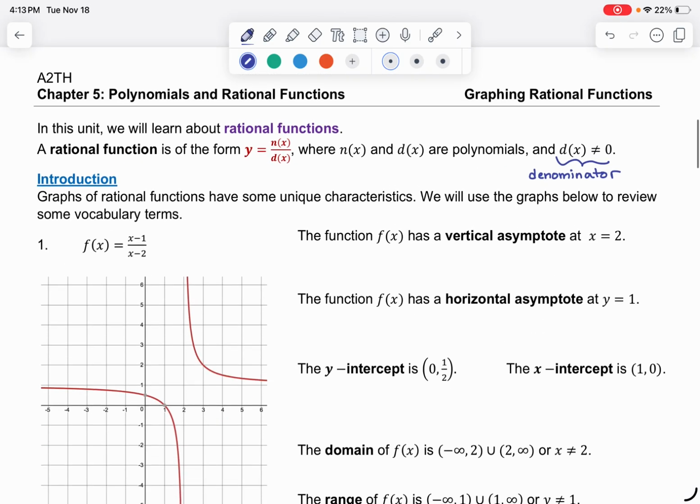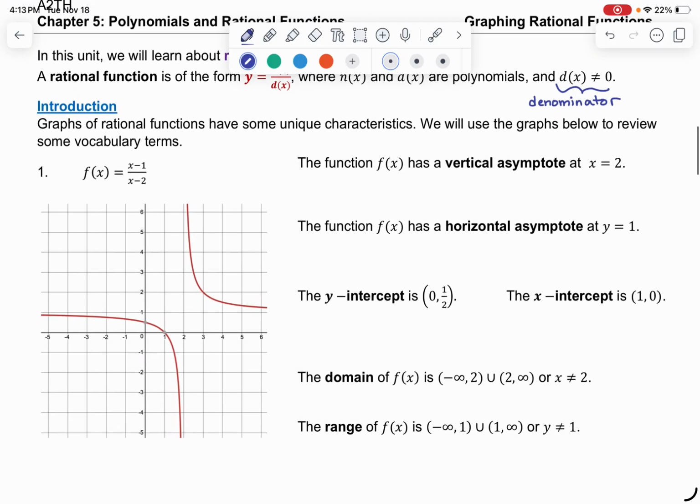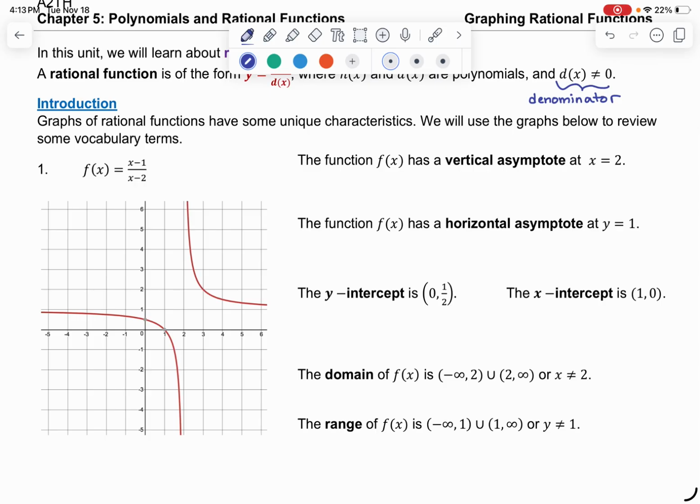Okay, so to introduce some of the vocabulary, we're going to look at 3 different rational functions. I'm going to have a picture of the graph given. We're going to go over some of the vocabulary, and we'll talk about how we can find each part from the equation. So the first function is f of x equals x minus 1 over x minus 2.